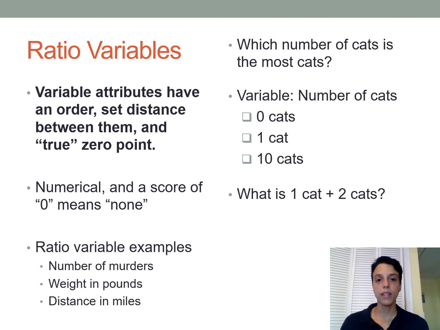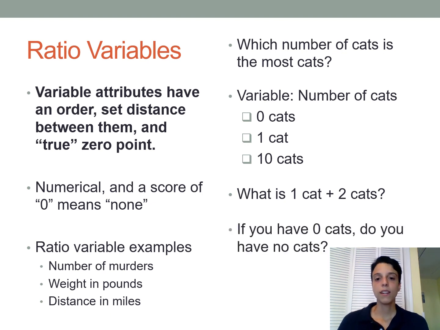Is there a set distance between these attributes? Yes, and we know that because we can do this arithmetic test. What's 1 cat plus 2 cats? Easy, that's 3 cats. We have a set distance between these attributes. We also have a 0 point, and we can answer that question by looking at this question. If you have 0 cats, do you have no cats? And the answer is yes. 0 cats means that there is none of the thing the variable is measuring, which is number of cats. So we have attributes that can be put in order, a set distance between them, and a true 0 point. In other words, we have a ratio variable.